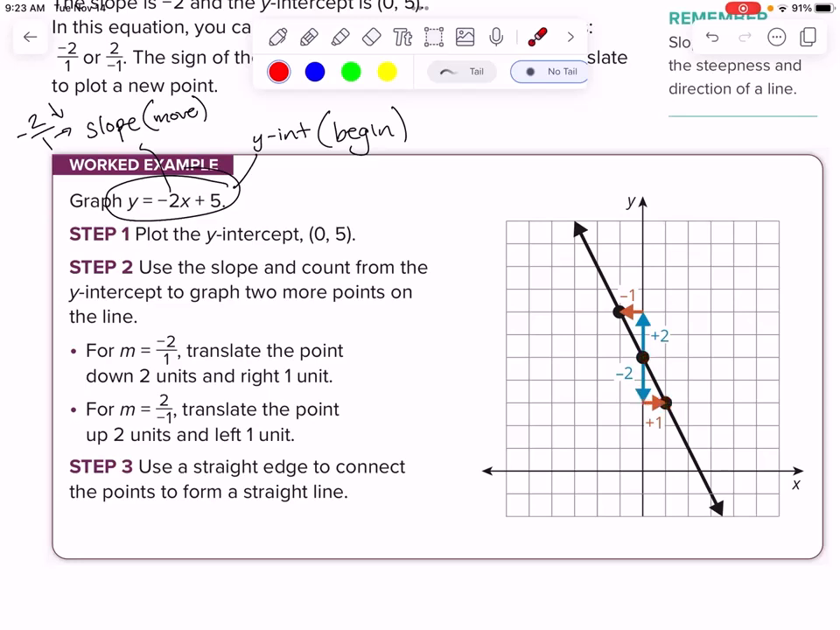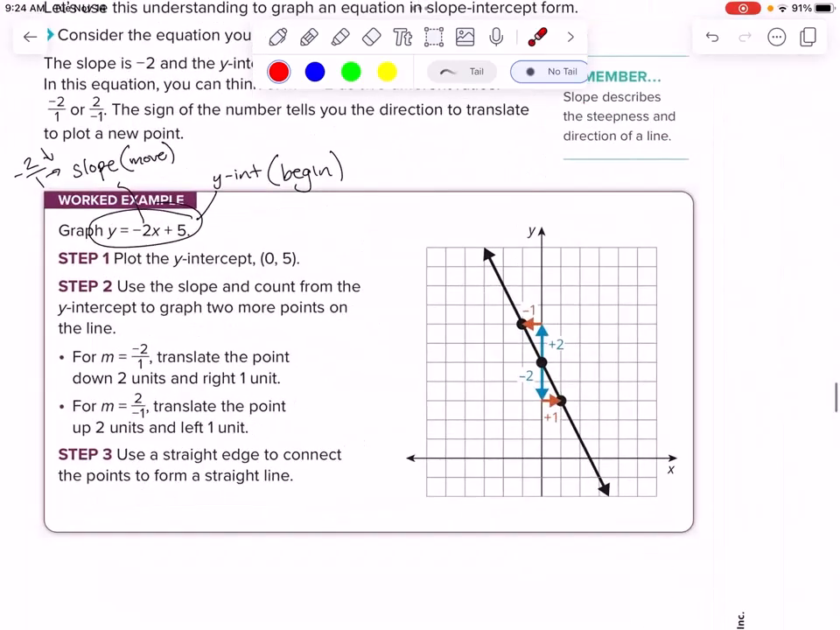We put a point. You can also go in the opposite direction. Instead of down 2, right 1, you could go up 2, left 1. We get other points. And it just says use the straight edge to connect and form a straight line. Okay, but that's all we're going to write on this page. So we're moving really fast.